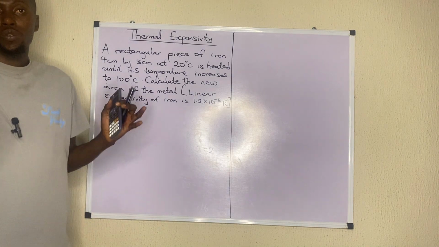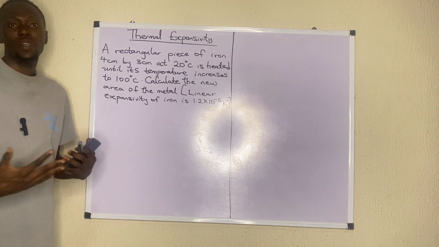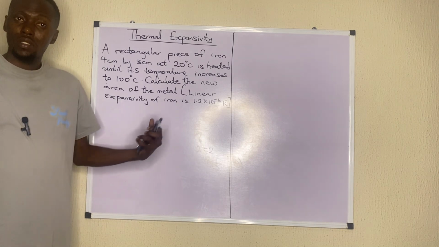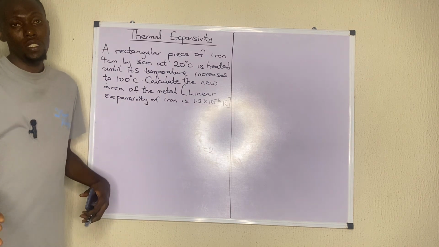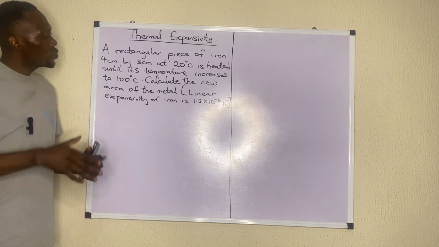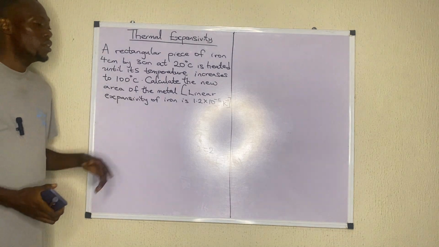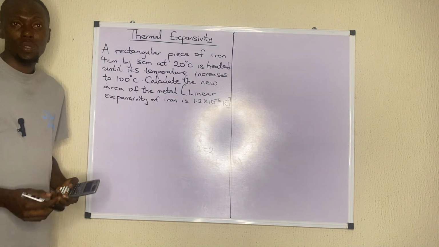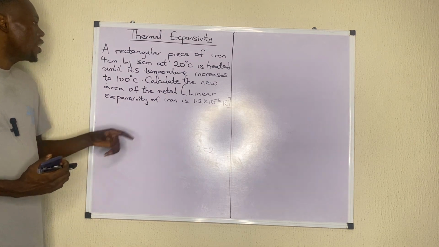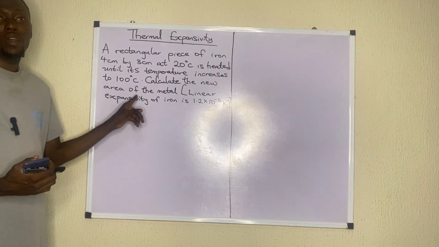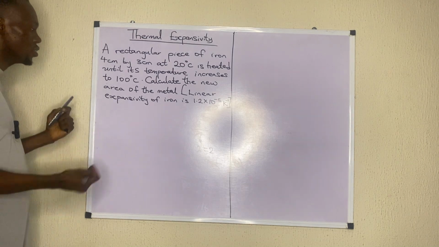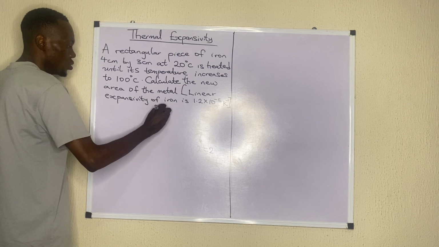First of all, we know that when it comes to thermal expansivity, it's the rate at which metals expand when heated. Now for this particular question, we are told to calculate the new area. We cannot solve this question without bringing out the formula for area expansivity, because we are talking about area now. We call it area expansivity or superficial expansivity. Okay, let's go now. Solution.